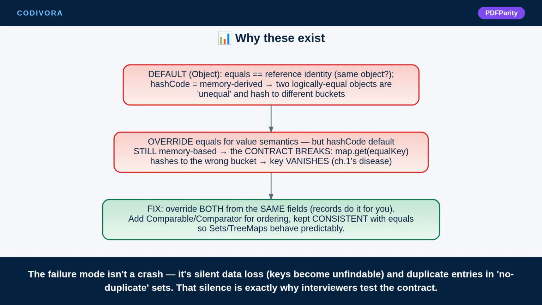Let's slow down and really build this up from scratch, one piece at a time. The failure mode isn't a crash, it's silent data loss. Keys become unfindable and duplicate entries appear in no-duplicate sets. That silence is exactly why interviewers test the contract. Trace the arrows on screen slowly. That single picture is the whole idea in one glance.